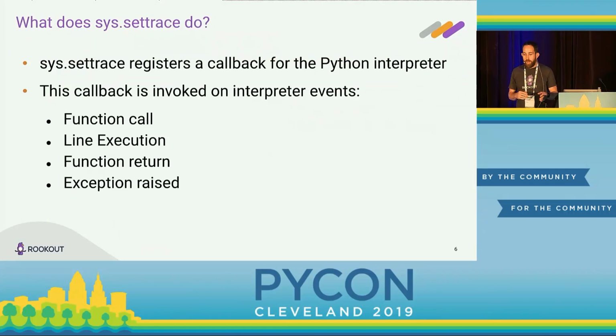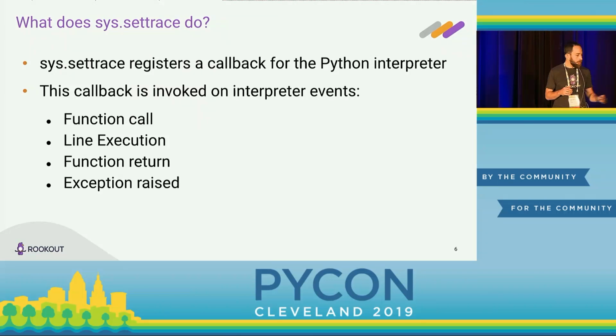So, what does sys.settrace do? What is it all about? Well, with sys.settrace, you register a callback for the Python interpreter. And whenever the interpreter decides something important is about to happen, it's going to call your callback and notify you just before it does. What are those events? Function call, line execution, function return, and exception raised. Before any of those events, you're going to get a callback. Let's take a look at a quick example.